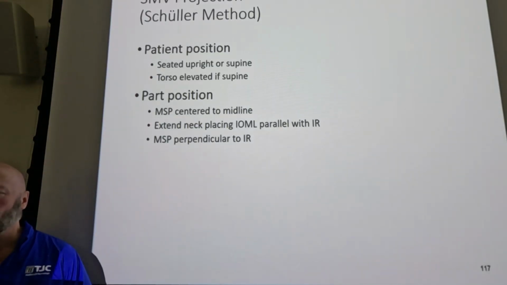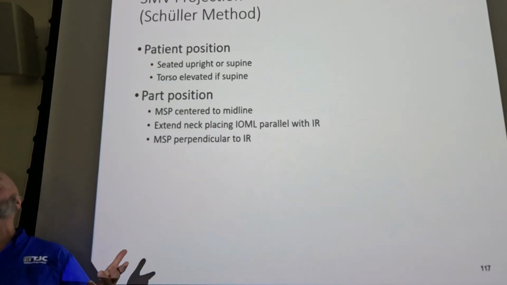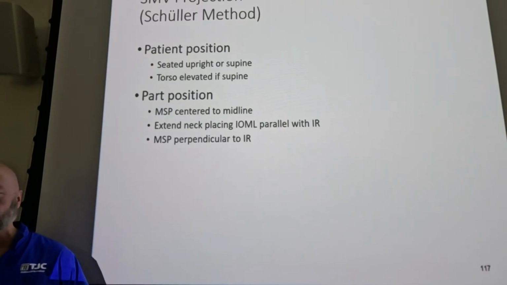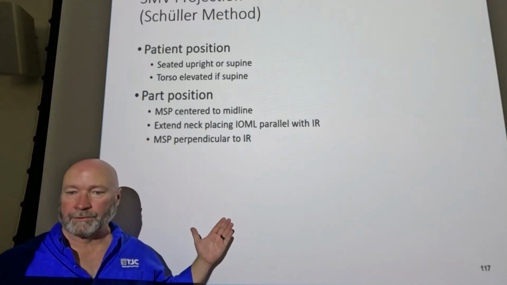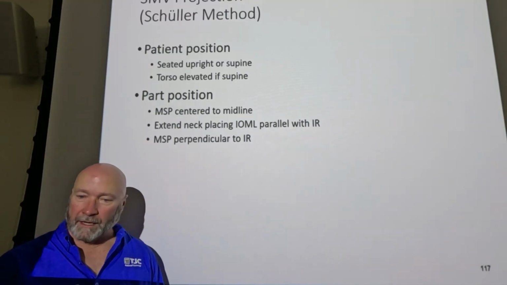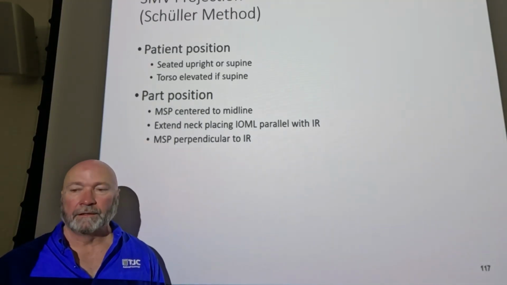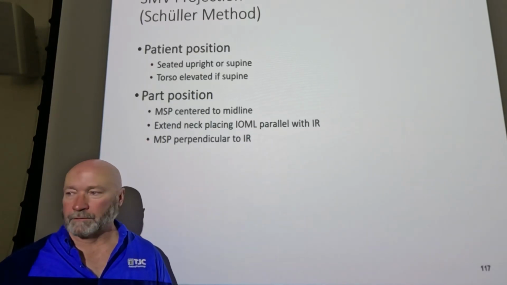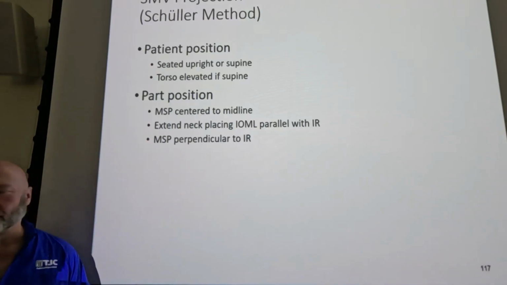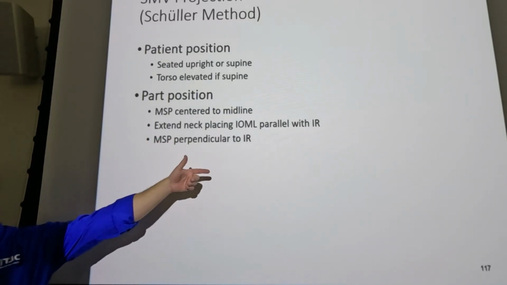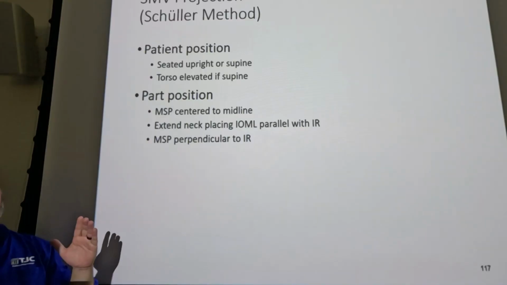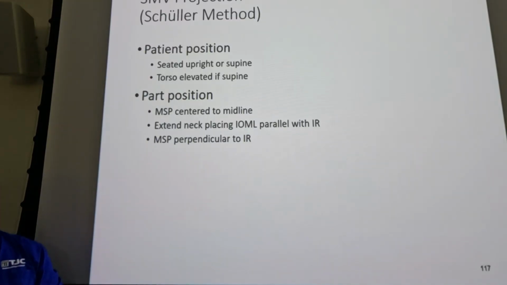Okay, so what if you have to do it on a tabletop and you can't build the patient up enough to hang their head off of whatever you build them up on? If you can't get the IOML parallel to the image receptor, what are you going to do? Angle your tube perpendicular to the IOML, right? So in a lot of cases, you're not going to be able to get the patient's chin back that far. So in a lot of cases, what you're going to have to do is angle your central ray. Just put your central ray perpendicular to the IOML.